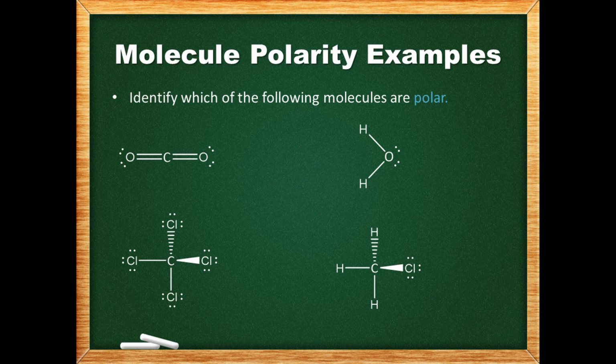Starting with the carbon dioxide molecule on the top left, we see that, since oxygen is more electronegative than carbon, the oxygen-carbon bonds are polar, as indicated by the arrows pointing from an area of lower electronegativity to an area of higher electronegativity. Due to the molecular shape, which results in the bond dipoles being exactly opposite to one another, the bond dipoles effectively cancel each other out and the molecule is nonpolar.